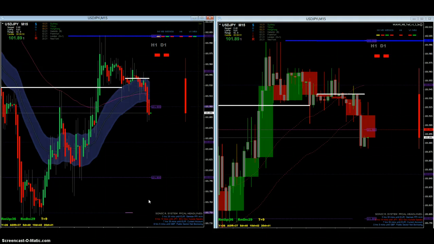6:19 Mountain Standard Time here. It's about 5:20 my time. And I have two charts up here side by side. They're both the 15-minute USD JPY.